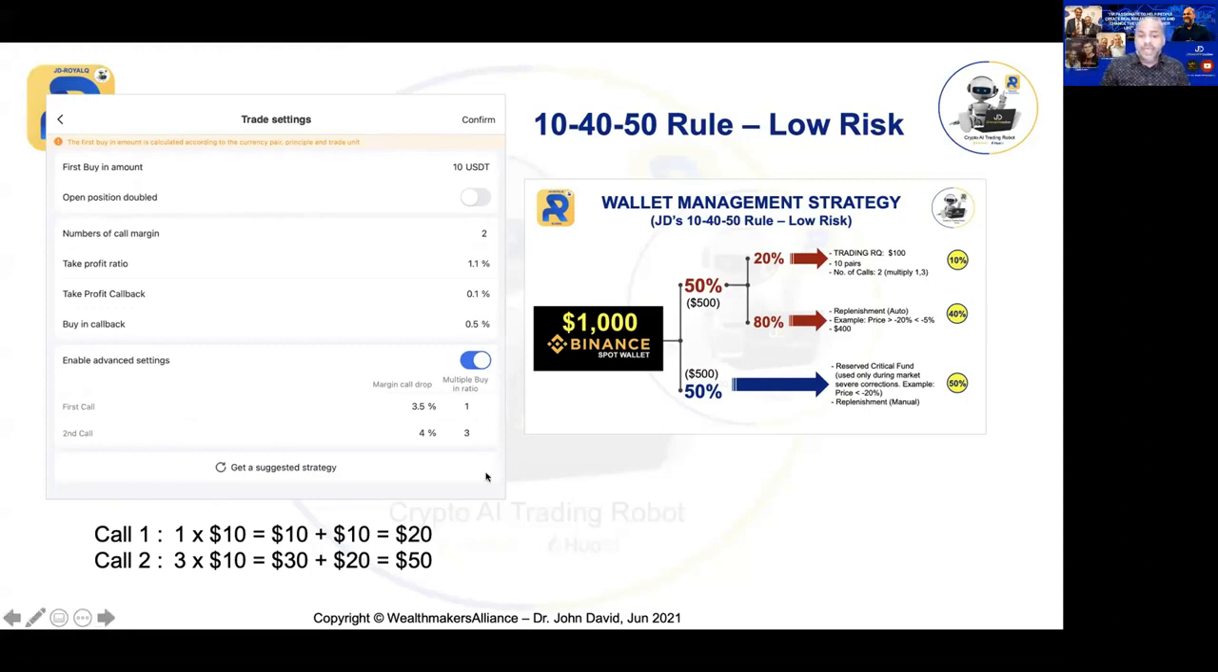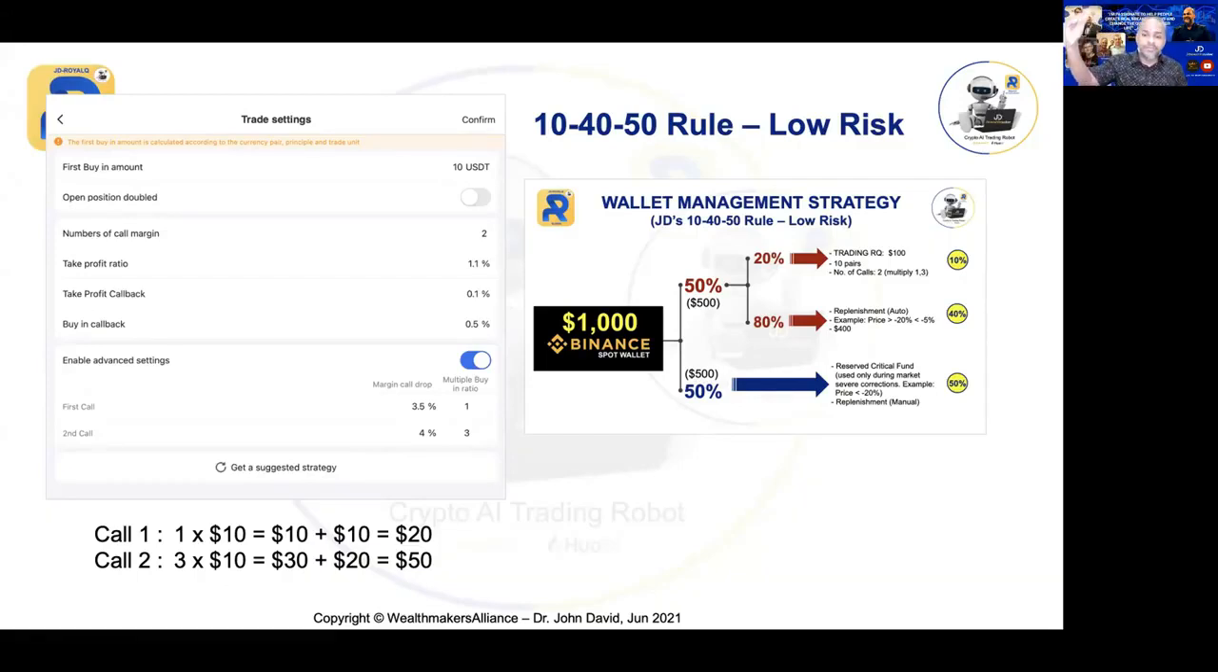You can stop the robot. In this case, the robot will stop at about 7.5%. Once you hit 3.5 and it comes down further at the second call, that is it. It will stop. Now let's look into the calculation: how much fund the robot will be using if you follow this trade setting. So when you hit call 1, that will be multiplied by 1, so 1 times 10 will be $10. Now remember, your first order is $10, so $10 plus $10 is total $20.